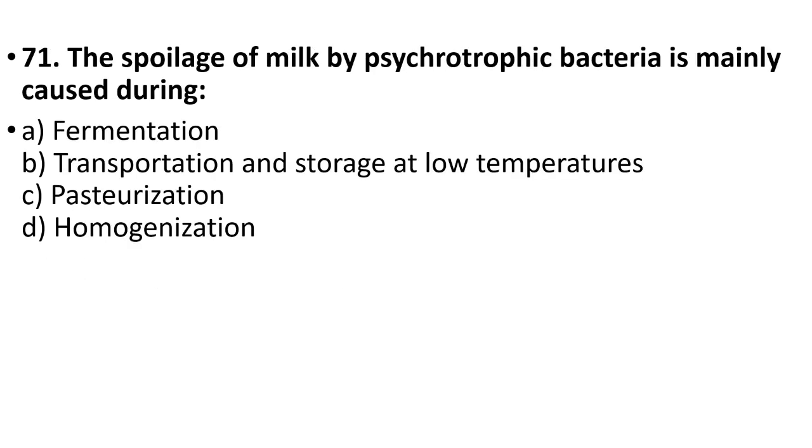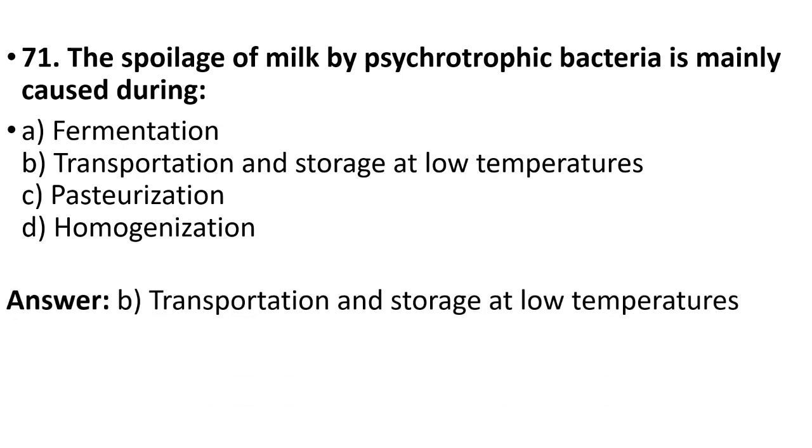71. The spoilage of milk by psychrotrophic bacteria is mainly caused during fermentation, transportation and storage at low temperatures, pasteurization, homogenization. Your answer is option B, transportation and storage at low temperatures.